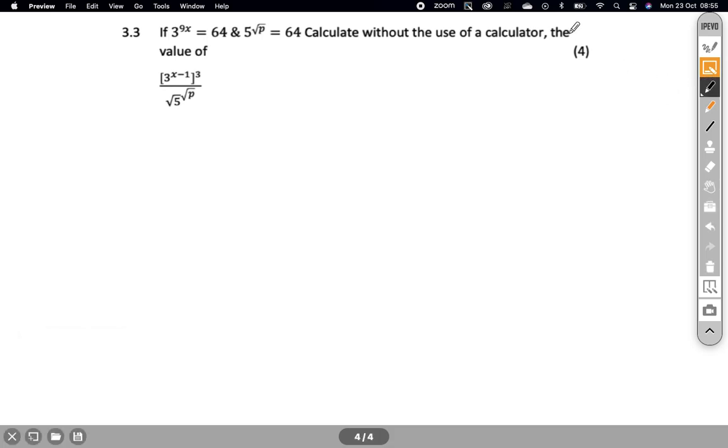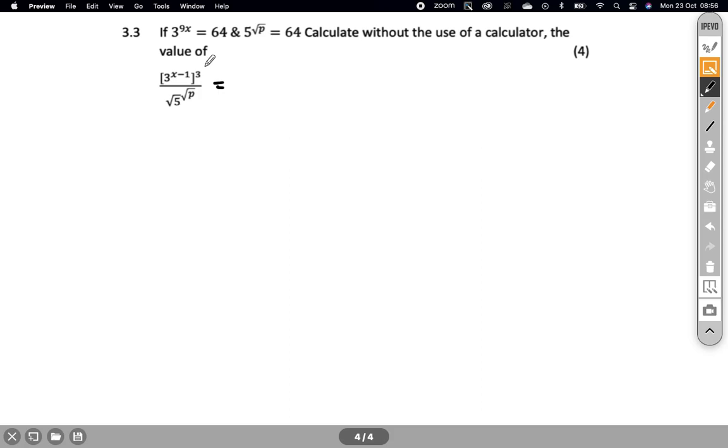Okay, now 3.3. If 3 to the power 9x is equals to 64 and 5 to the power square root of p is equals to 64, calculate without the use of a calculator the value of 3 to the power x minus 1 all to the power 3 divided by square root of p to the power divided by square root of 5 to the power square root of p.